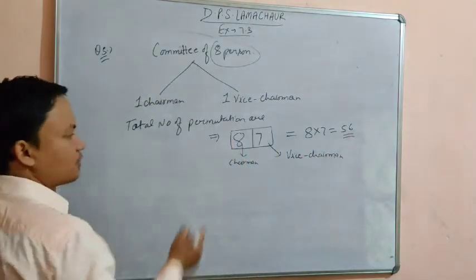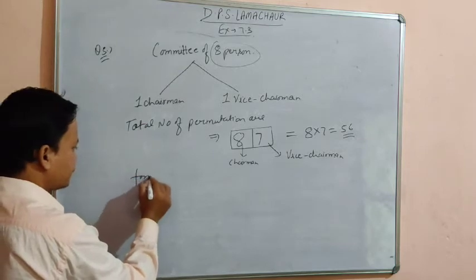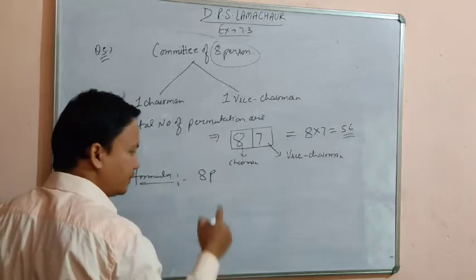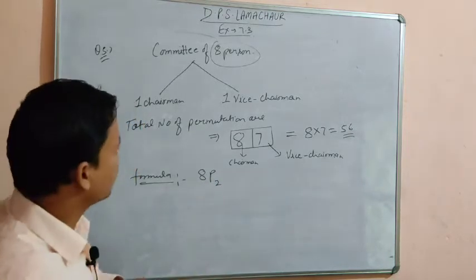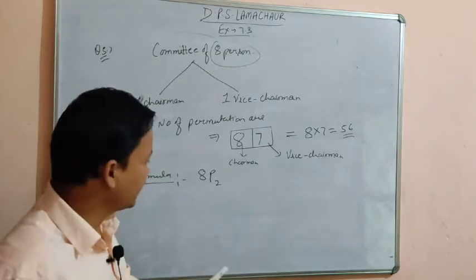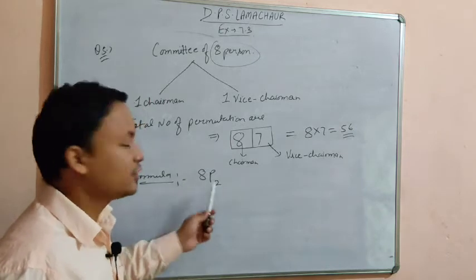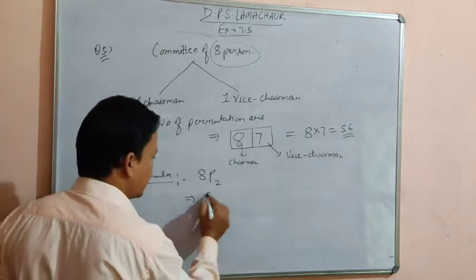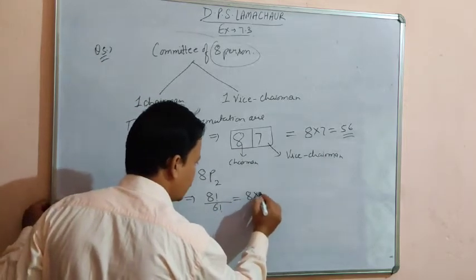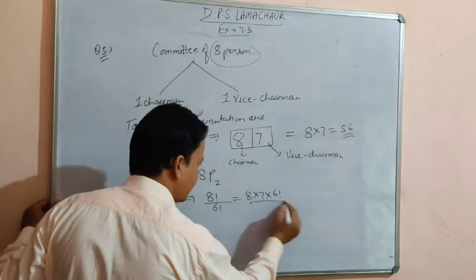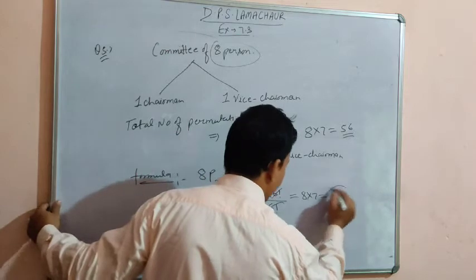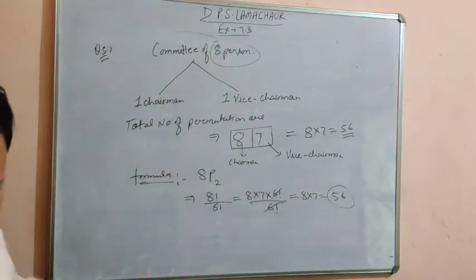If we do this with the formula, out of given 8 we have to fill only 2 options and repetition is not allowed. So how many arrangements are there? 8P2 arrangements will be there. We can find it as 8 factorial upon 8 minus 2, that is 6 factorial, that is 8 × 7 × 6 factorial. Divide by 6 factorial, 6 factorial cancels out, 8 × 7 that is 56 arrangements. Pause the video and take the screenshot.